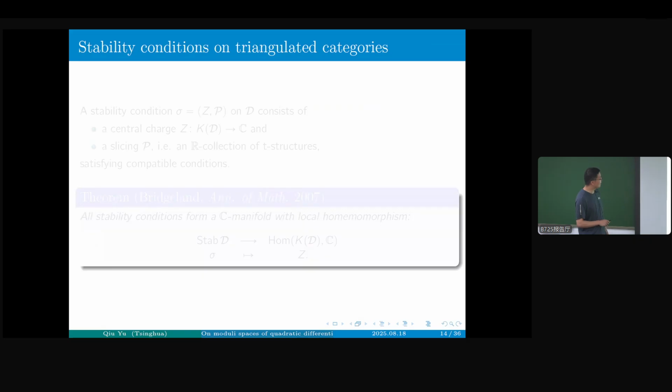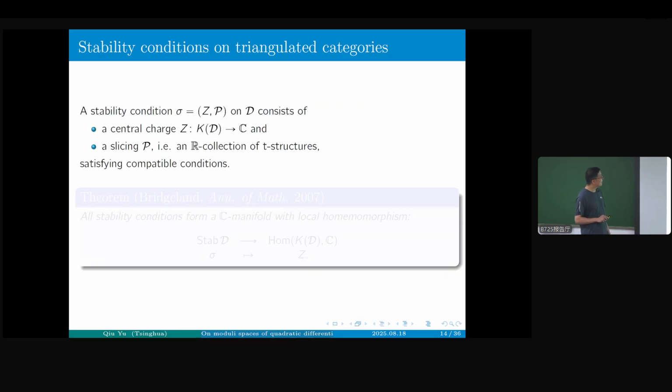So as I mentioned, the thing we are using is a stability condition on a triangulated category. A stability condition on a triangulated category consists of two data. The first is called the central charge, which is a group homomorphism from the K-group to C. The other is the slicing, which is an R-collection of t-structures, and they satisfy a compatibility condition. For this R-collection of t-structures, sometimes you can replace it with just a single t-structure, because the other ones can be determined by the central charge.